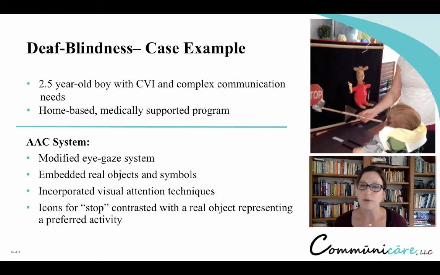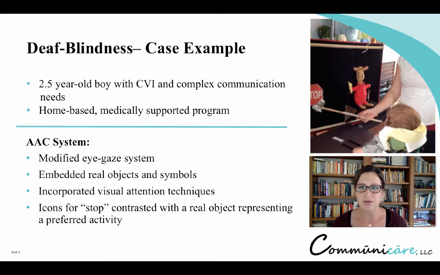We knew that we needed to embed real objects, but understood the importance of exposing him and building an icon and symbol repertoire. So in addition, we had to incorporate visual attention techniques. How do we draw the individual's attention and help them learn about shifting gaze? So again, this is really systematic instruction on how to learn a tool.